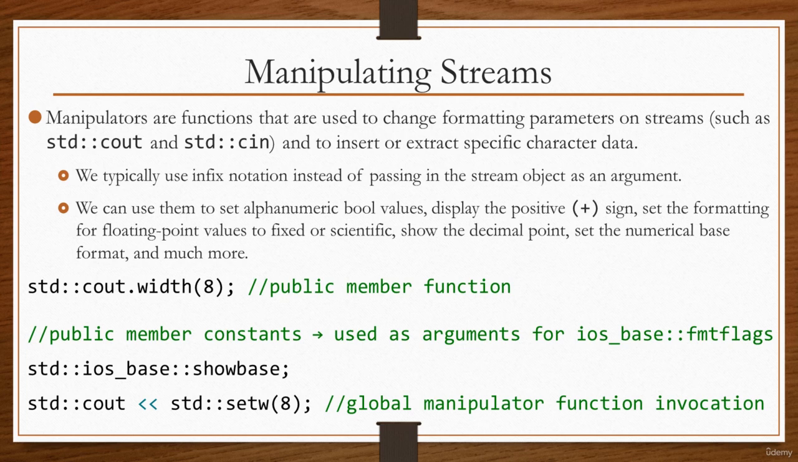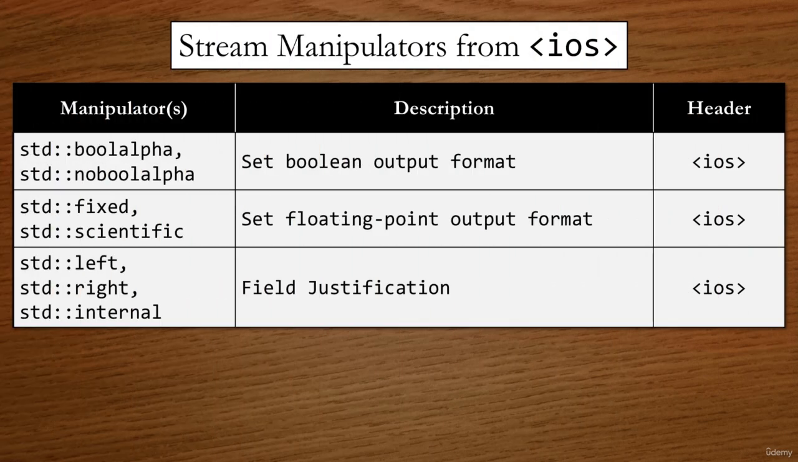Then we also have public member constants, which are used as arguments for ios_base fmtflags. Here we are doing std::ios_base::showbase, for example. Then you also have those global manipulator functions, such as std::setw. Again, those are global, so there's a difference again between the member functions and the global manipulator functions. And then we also have those constants, as we've seen in the previous slide. We can pass those constants into setf. We can also pass them into unsetf, that is to reset those flags back to the defaults for the particular thing, so for floats, for example, or for integers.